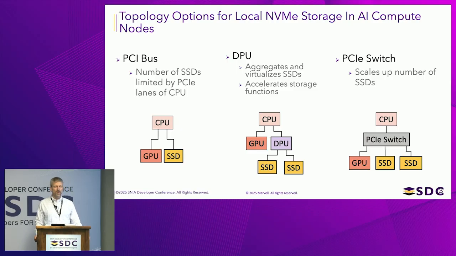And then, an even more scalable approach is to use a PCIe switch. So essentially, you connect a GPU and multiple SSDs via a PCIe switch to the CPU. So that's the most scalable scheme in terms of increasing the number of SSDs to increase performance and also to increase capacity.